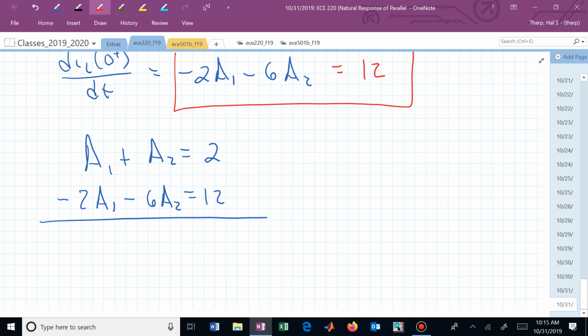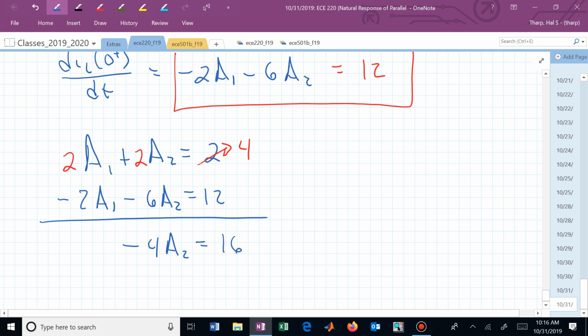If I multiply this first one by 2, I can add those and get rid of the a sub 1. This is just a way to solve that. You could plug it into a matrix equation if you wanted and invert the matrix. It's just two equations in two unknowns. But now I have minus 4a2 is equal to, I'm just adding these, 16.